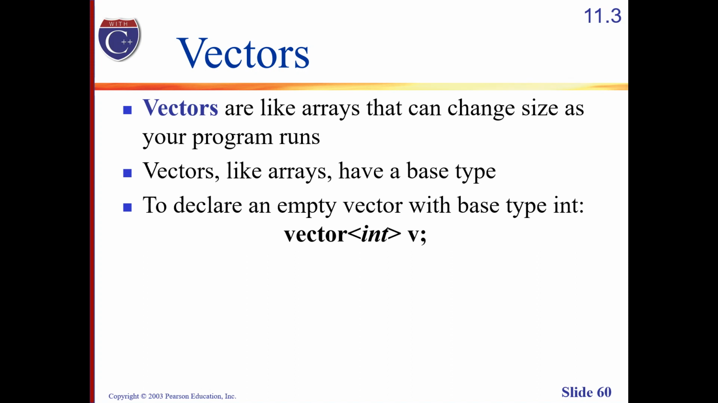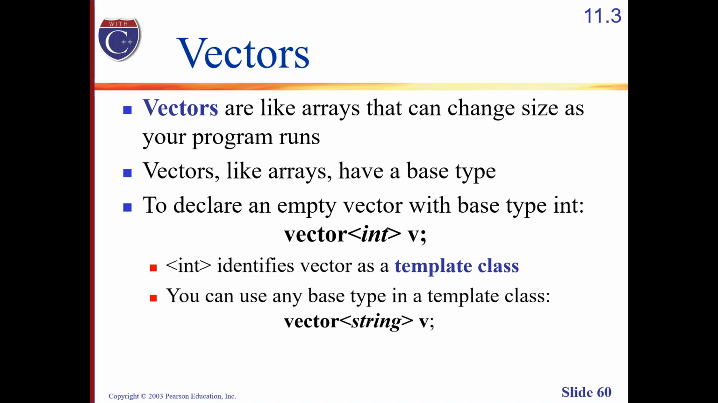If we would like to declare an empty vector with a base type of integer, we can simply do the following, thus giving us a vector of integers. This identifies vector as a template class. If you will notice, this is quite different from the typical variable declaration that we do. You can use any base type in a template class, such as this one. We have a vector of strings.